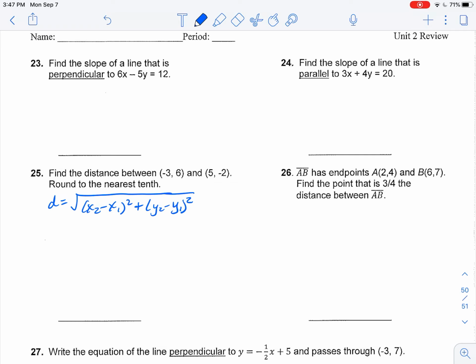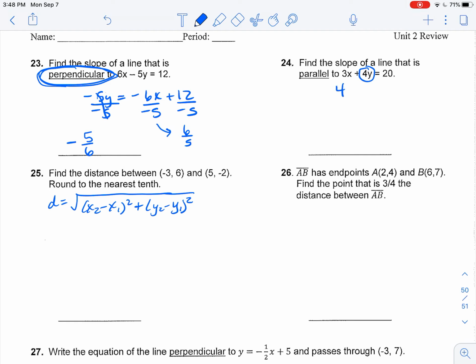Well, you can't identify your slope until it's in slope-intercept form, so let's go ahead and solve for the y. We're going to get the y term by itself, so I'm going to move the 6x to the other side, and then divide everything by the negative 5. Keeping everything balanced. Here is my slope. It's going to be a double negative, so this is a 6/5. Perpendicular is opposite reciprocal. Got to flip it and negate it.